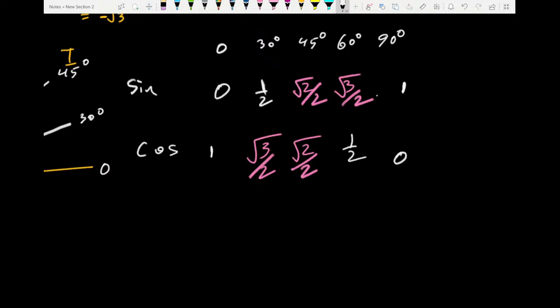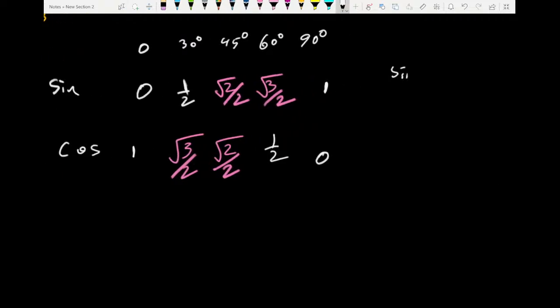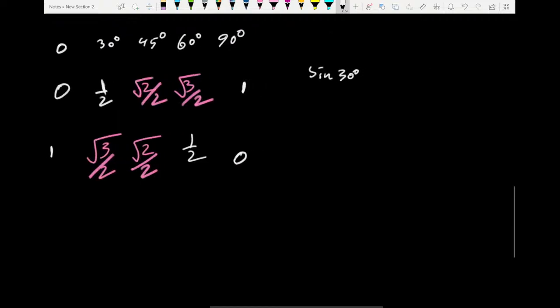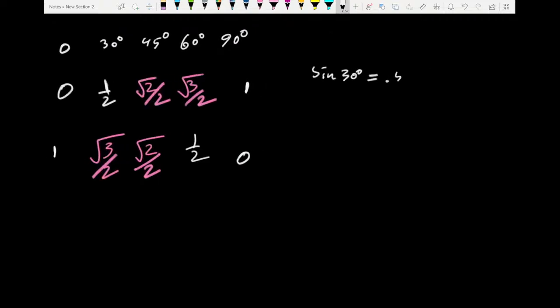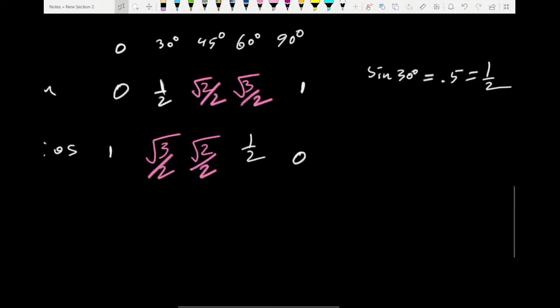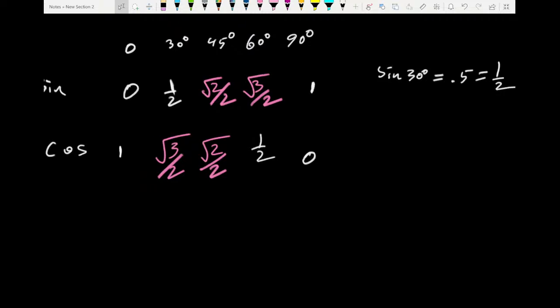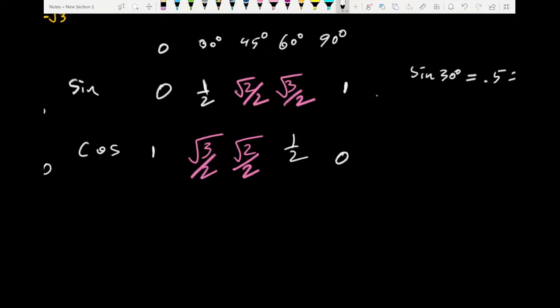Why are we looking at this? Because if I'm asking what is sine of 30 degrees, if you use your calculator, it will give you 0.5 or 1/2. But now you use this table to figure this out. So let's look at it. Sine of 30 degrees is 1/2. Cosine of 30 degrees is square root of 3 over 2. Sine of 45 degrees is square root of 2 over 2. Cosine of 45 degrees is square root of 2 over 2. All right.